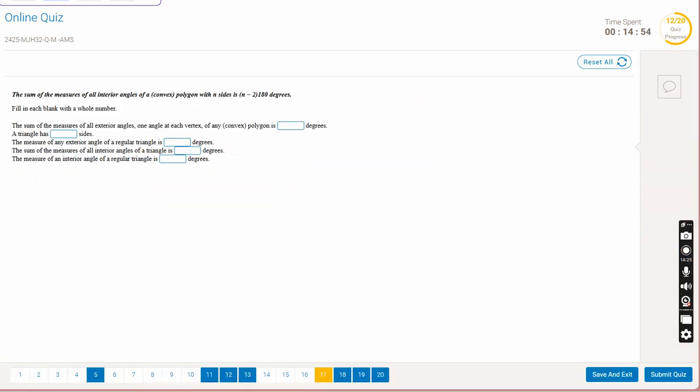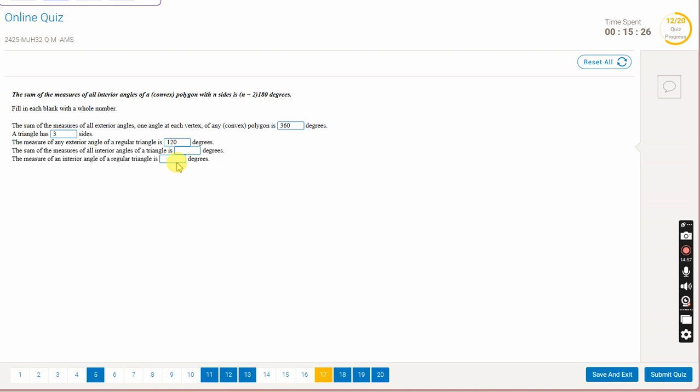Okay, in this one, the sum of the measures of all exterior angles, one at each vertex of the polygon, is 360. You'll get this as 360. The next one, a triangle has how many sides? It has 3 sides. The next one, it says the measure of any exterior angle of a regular triangle is going to be, so measure of any exterior angle, 360 divided by 3. So what's 360 divided by 3? 120.